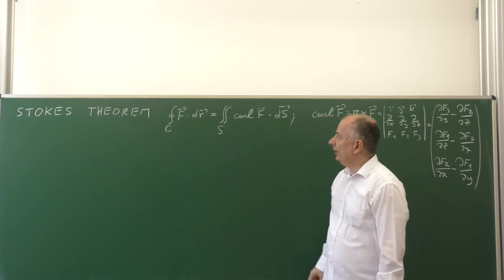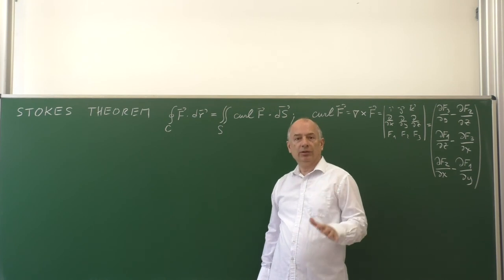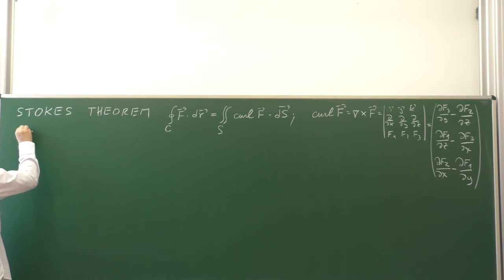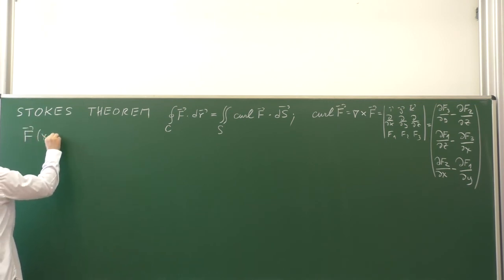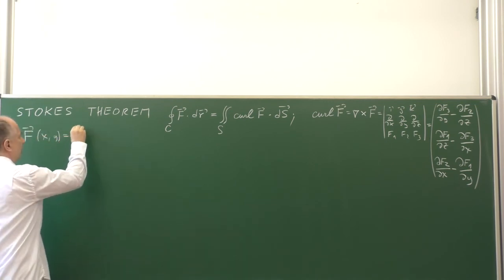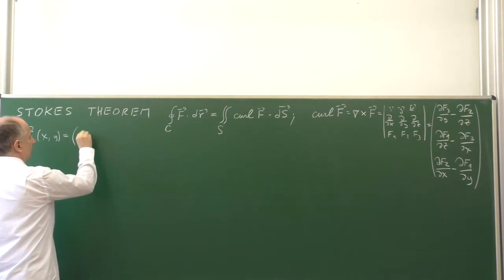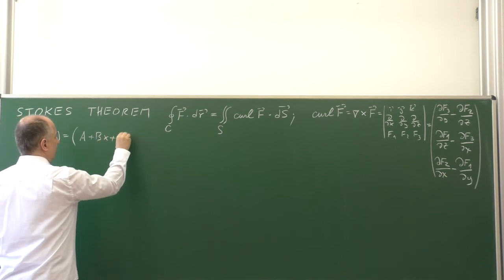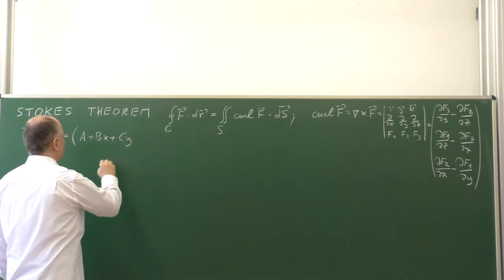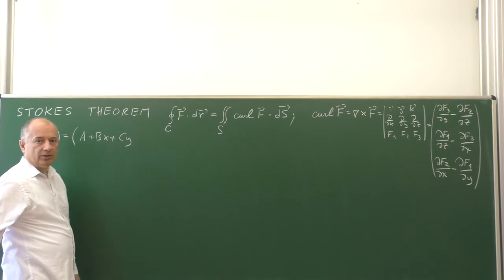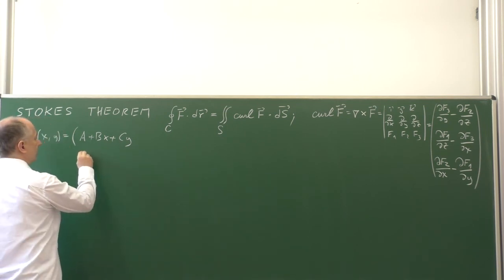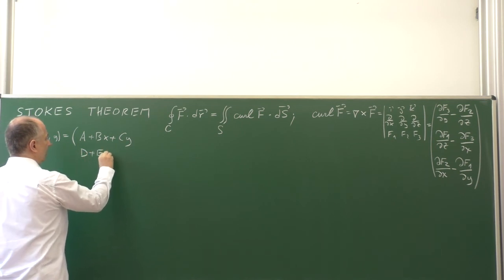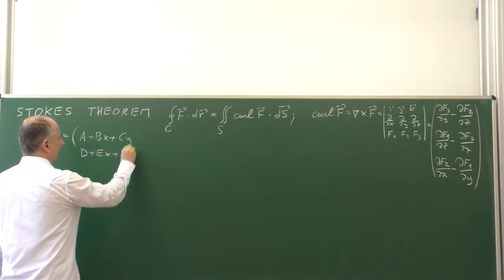Before we explain this, let me start with some introductory example. Consider the very simple vector field f at the point (x, y) to be a vector field with first component a plus bx plus cy, and let me write it as a column, and the second component will be d plus ex plus fy.